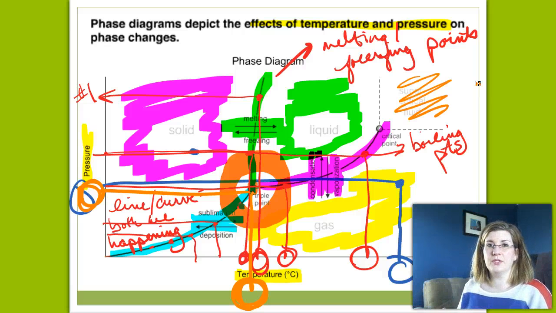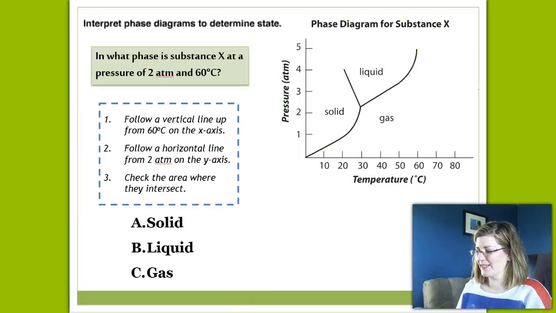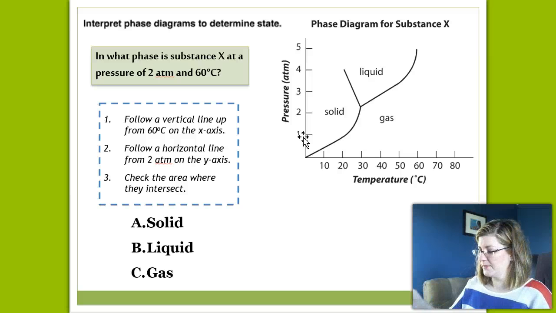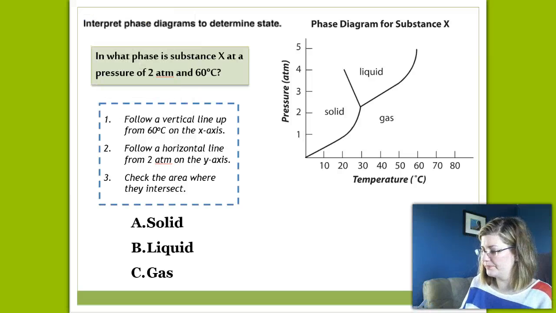Okay, so now we need to be able to use this. This is where we get into our quizzing portion again. We need to be able to interpret phase diagrams to determine state at all times. This is primarily what's on your quiz. So the question says, this is a very generic phase diagram for some substance X. And here we have real temperatures and we have real pressures, and you can actually go through and determine these. So I'm going to do one for you and model it, and then I'm going to ask you to do the next. So in this question it says, in what phase is substance X at a pressure of 2 atms?